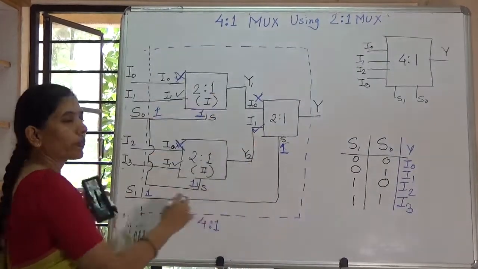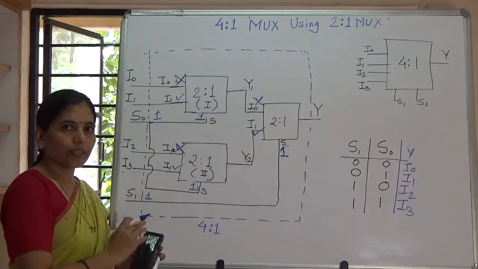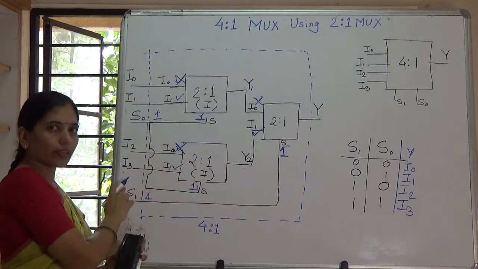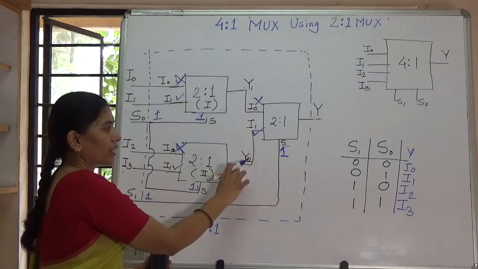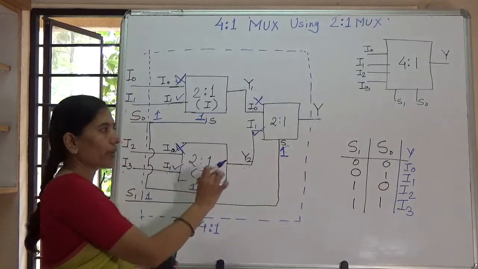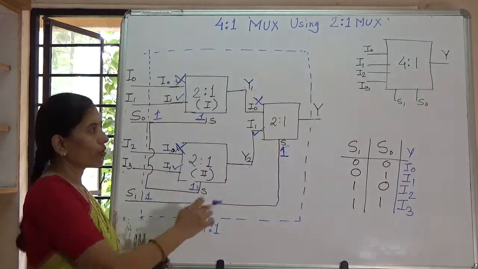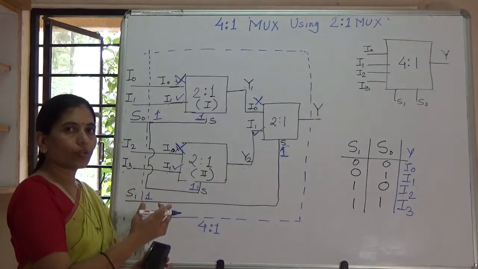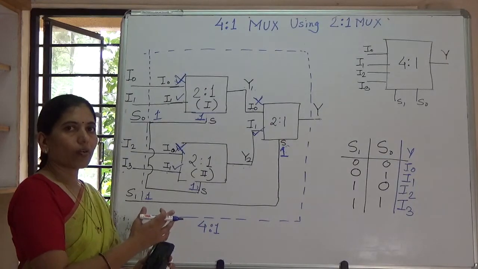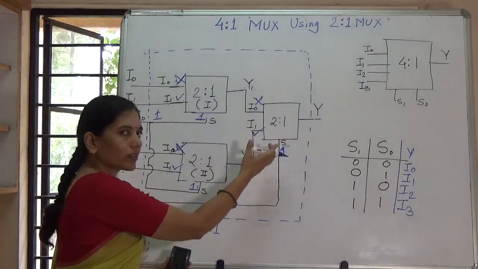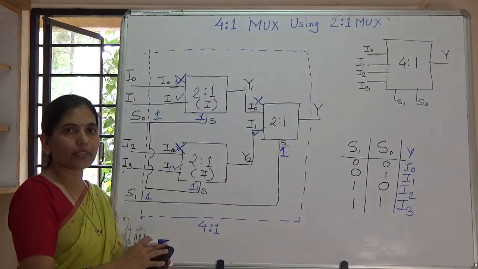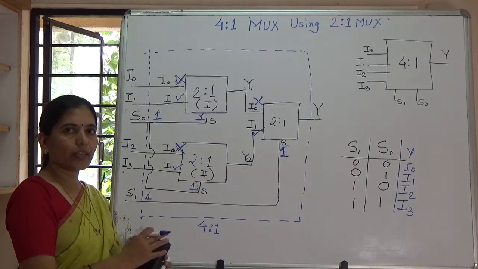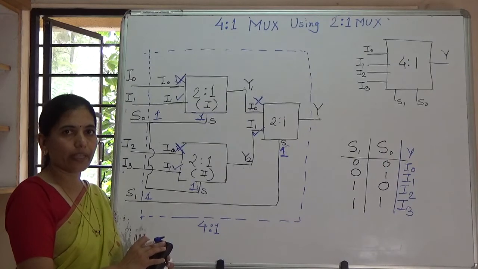So in this manner, by using 3 2:1 multiplexers, we can combine the inputs to form I0 to I3, and we can combine the outputs of these two using another 2:1 multiplexer to get one output Y for the 4:1 multiplexer. In a similar manner, we can combine two 4:1 multiplexers using another 4:1 in the third stage to obtain an 8:1 multiplexer. So I leave it to you as an exercise to obtain an 8:1 multiplexer using two 4:1 multiplexers. Thank you.